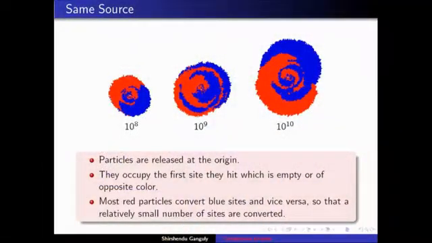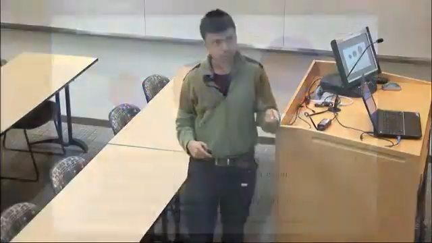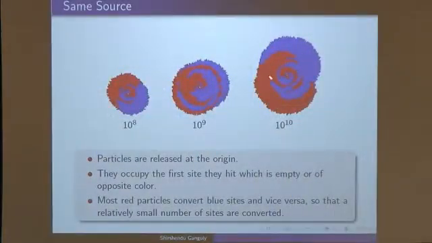And it turns out that even though you have released like 10 to the 10 particles, only a few thousand sites have been occupied. So most of the activity would be red trying to eat up blue, blue trying to eat up red. So you will rarely fill up these empty sites. But nothing is conjectured in this setting. What is the picture like?